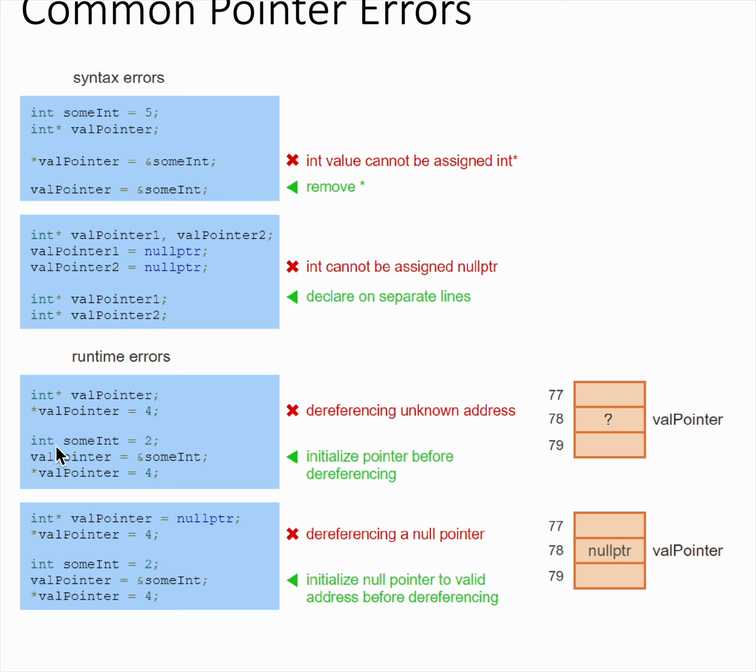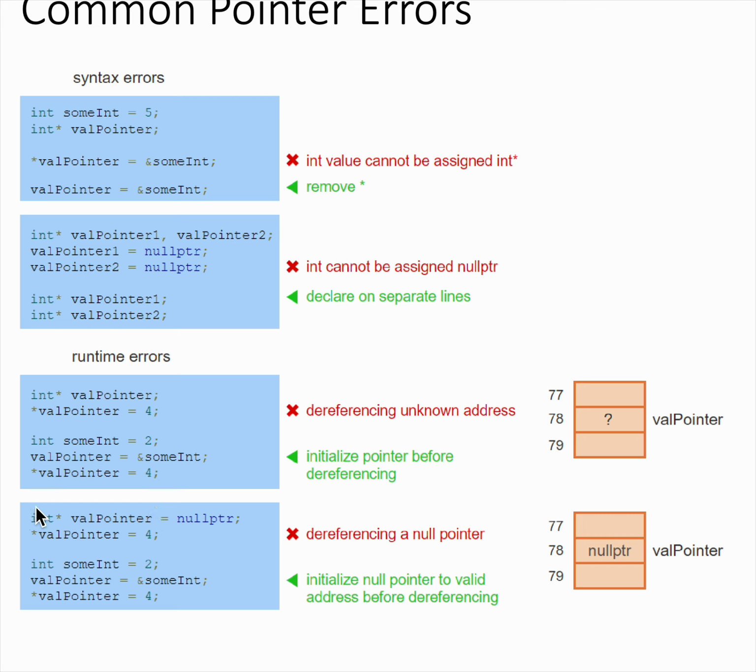However, in this example, we first initialize some int to be 2, and then now we're referencing it to some int. This means that val pointer now has the address to some int. And now when we dereference the variable val pointer, since it is pointing to the address of some int, it has the value of 2. But since we're putting the star in front and we're assigning it, we're changing this 2 to be a 4. So now val pointer has the value of 4.